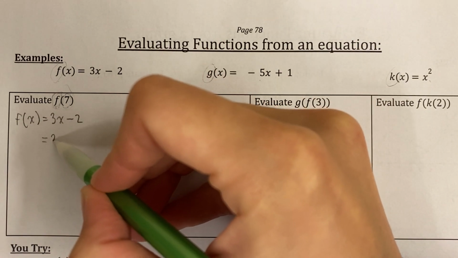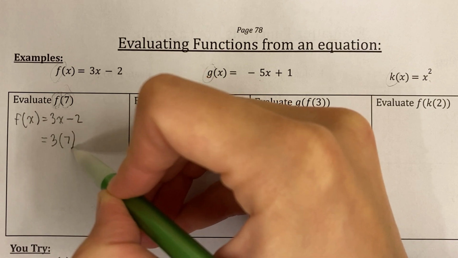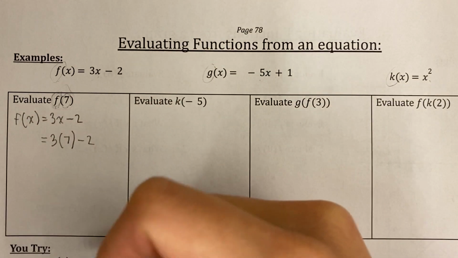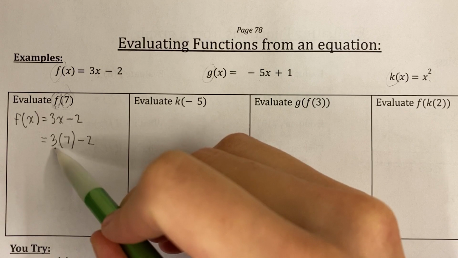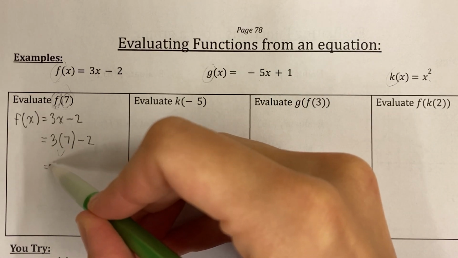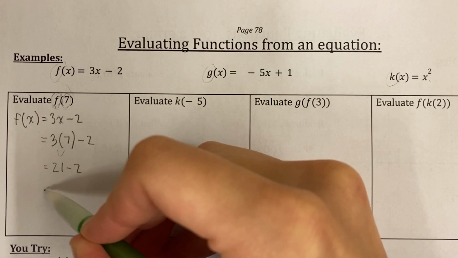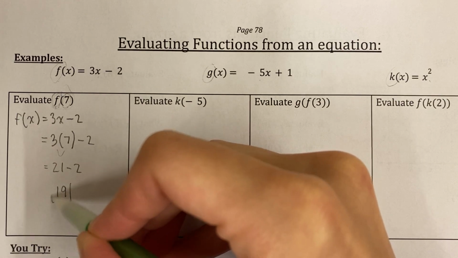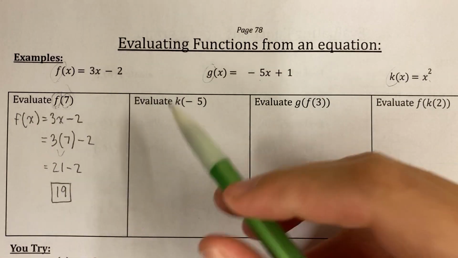So that's going to look like this. 3 times 7 minus 2. And then I'm just going to do the math. Order of operations, multiplication comes first. So that's 21 minus 2, and this equals 19. And that's my answer.